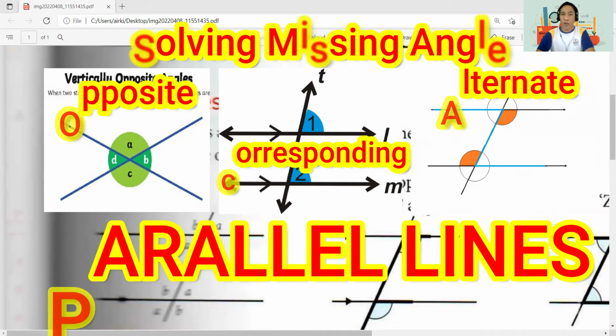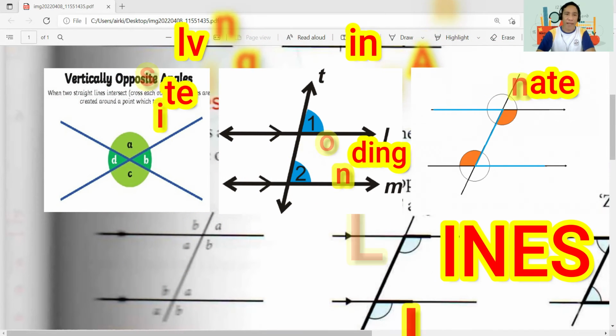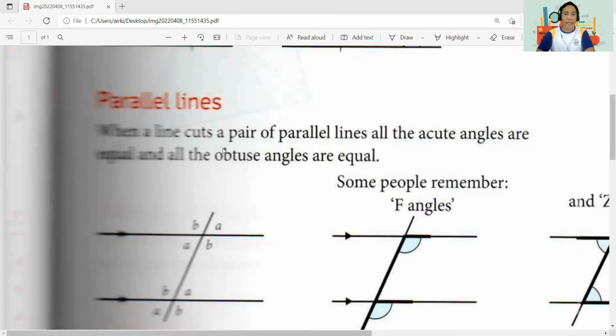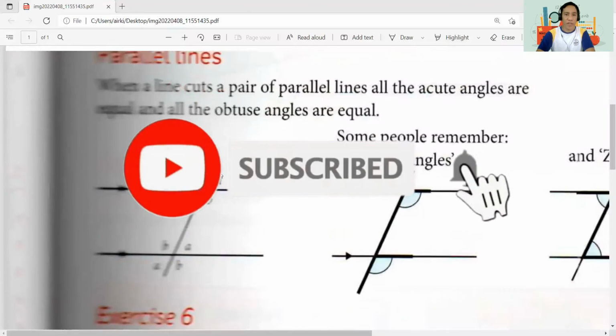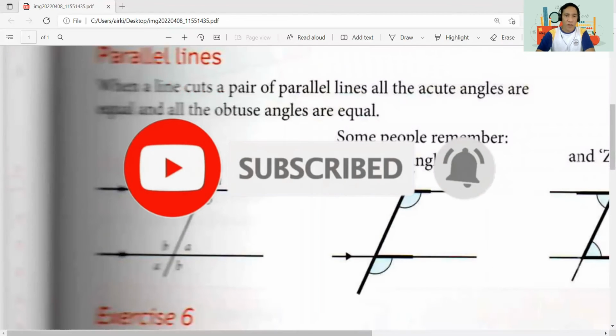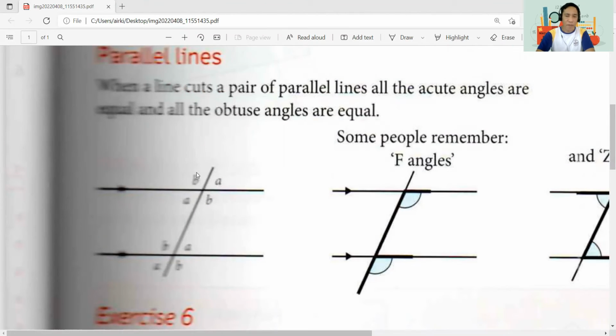And today we're going to learn about parallel lines. So when a line cuts a pair of parallel lines, all the acute angles are equal and all the obtuse angles are also equal. So as you can see here, in these examples, angle B here on top and angle B here are also equal.